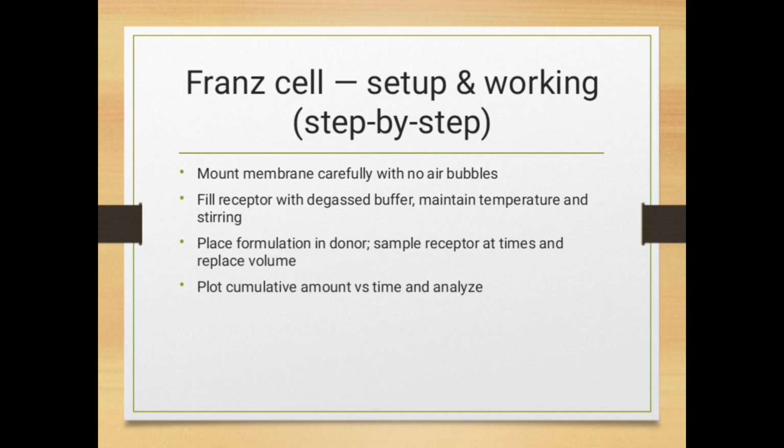Then place the membrane on the receptor opening and clamp the donor on top. Then the next is fill the receptor chamber slowly from the bottom to avoid bubbles. Insert a magnetic stirrer bar and set stirring. Then you need to maintain the temperature and place the formulation in the donor, that is add sample to donor and start timer, right? At chosen times withdraw a small sample and analyze using HPLC or UV and replace it with fresh buffer, right? That is you need to maintain the sink.